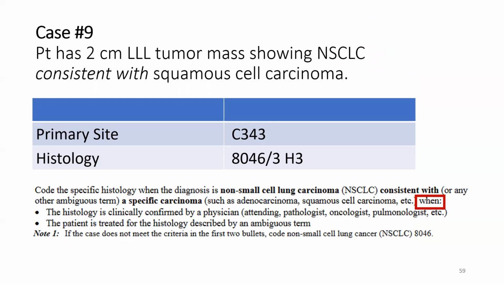Okay, case 9. This patient has a 2-centimeter tumor in the left lower lobe. The tumor mass shows non-small cell lung cancer consistent with squamous cell carcinoma. Remember, when we have a single tumor, it's always a single primary, but we do need the H rules to help us figure out this histology. So go to the H rules, the single tumor, and there is a specific rule when you have non-small cell lung cancer. So stop at H3.